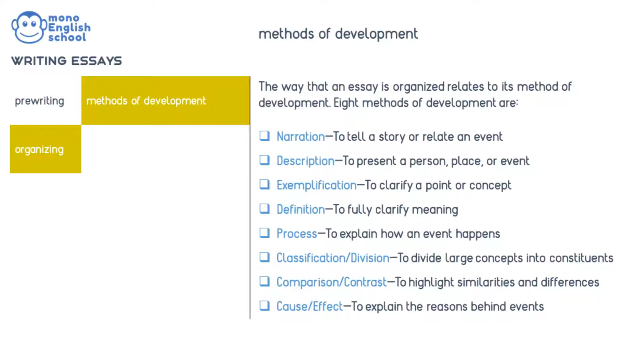There is classification division, which is used to divide a large concept into constituent parts. There is comparison contrast, which is used to highlight similarities and differences. And finally, there is cause effect, which is used to explain the reason behind events.